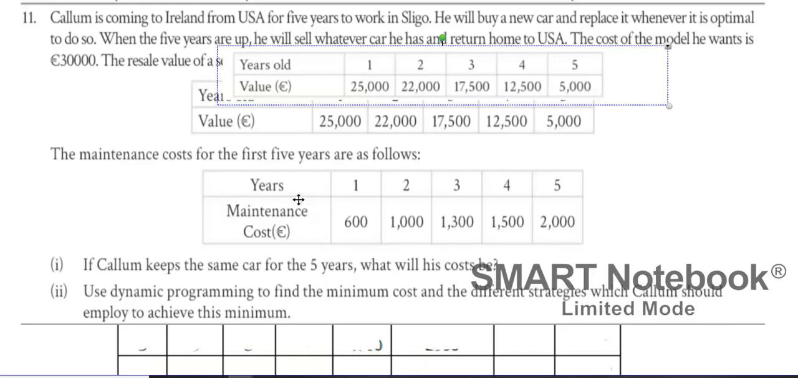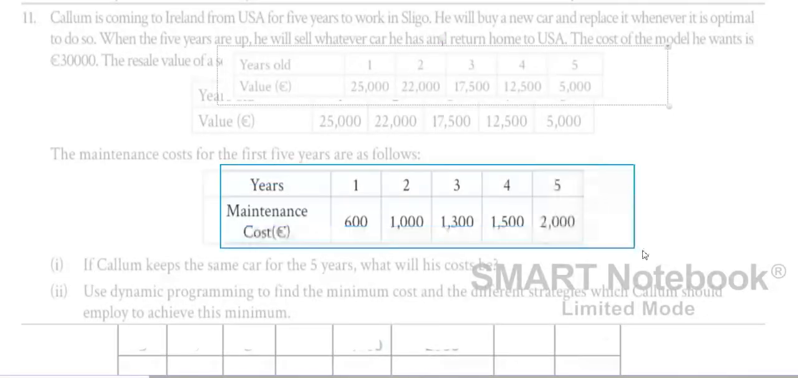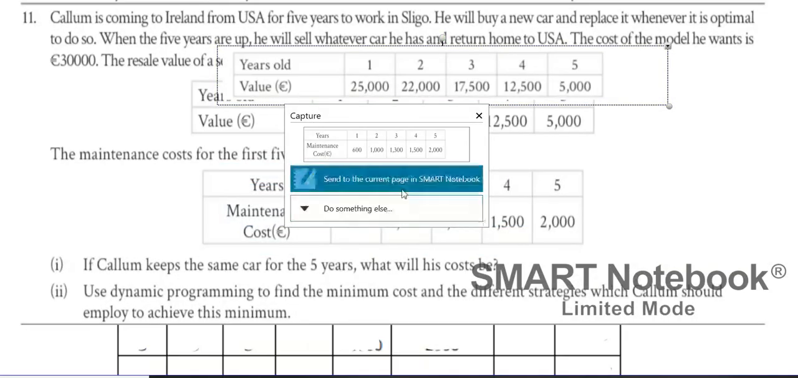The maintenance car costs for the first 5 years. So if he keeps the car in year one, it costs him 600. Year two, are we assuming it's an extra 1,000? So 1,600 in total. Does that make sense? Is that the way we're going to do it? It's per year. It's not cumulative. So each one is considered. It costs you 600 euro in year one, and then 1,000 euro in year two, and that's how you do those ones.